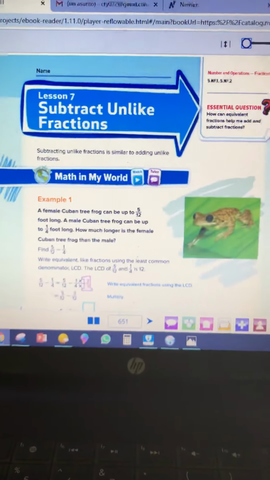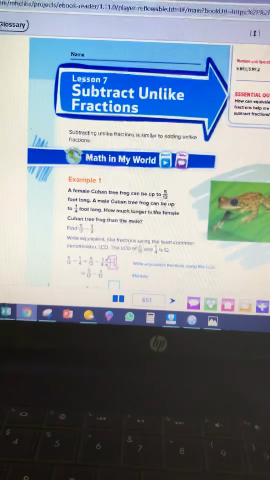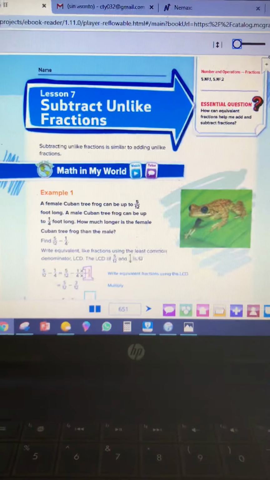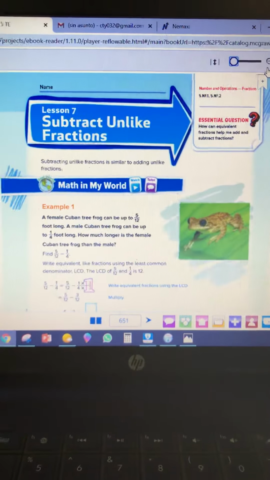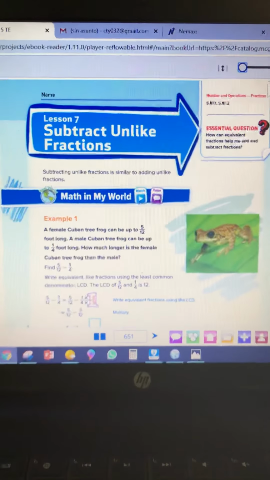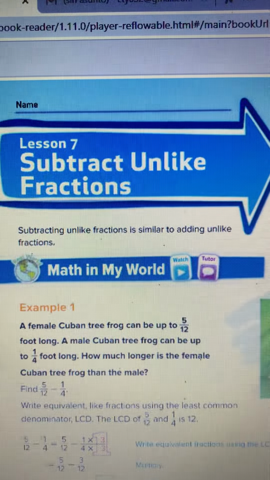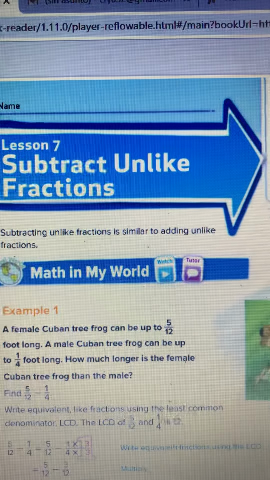Hello guys, we're gonna start now with math class. You're gonna open your book in chapter 9 lesson 7. We're gonna start with subtracting unlike fractions. Something very important that you have to remember is that subtracting unlike fractions is similar to adding unlike fractions.